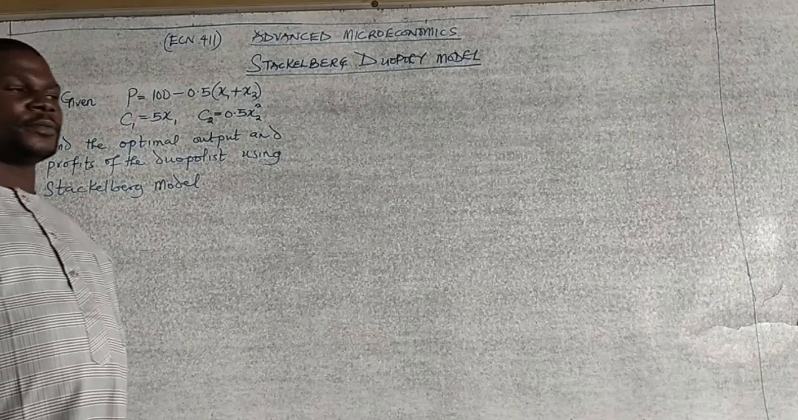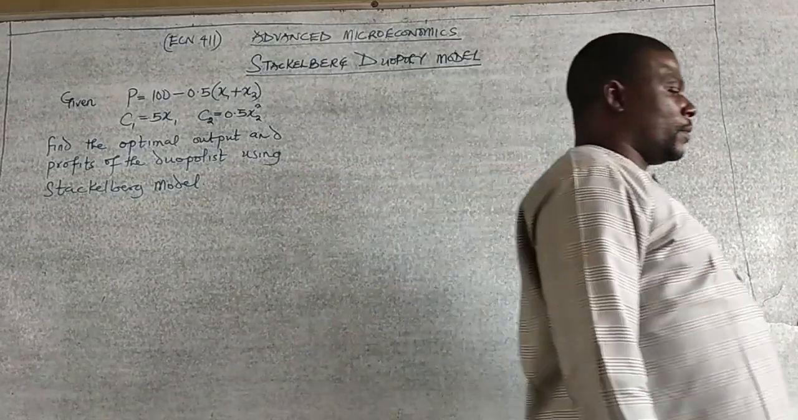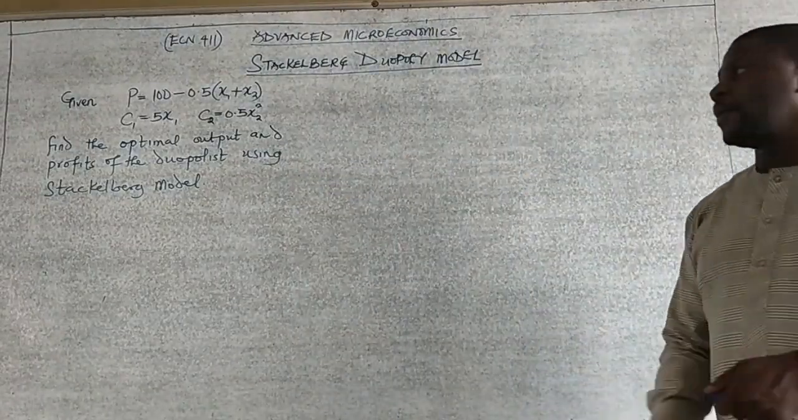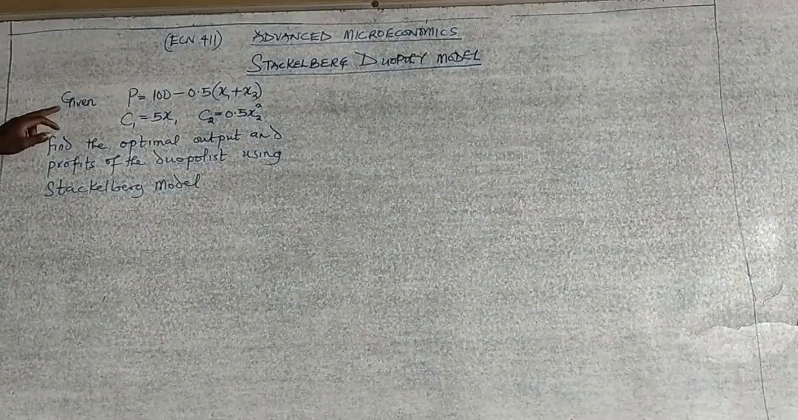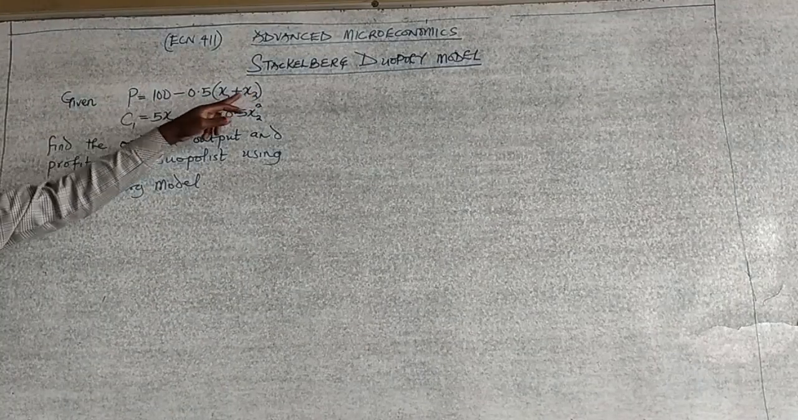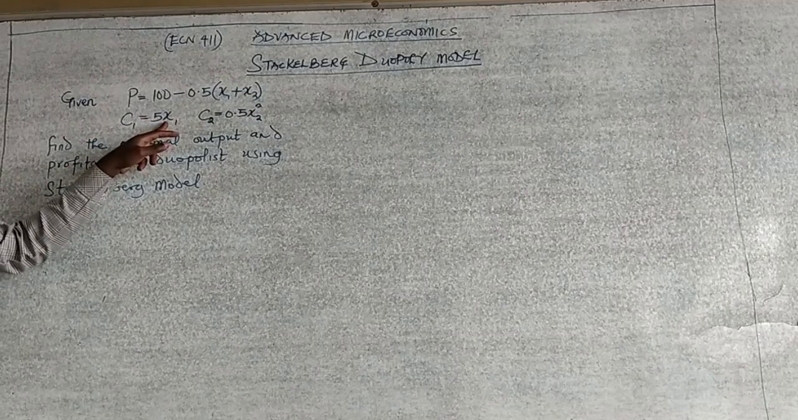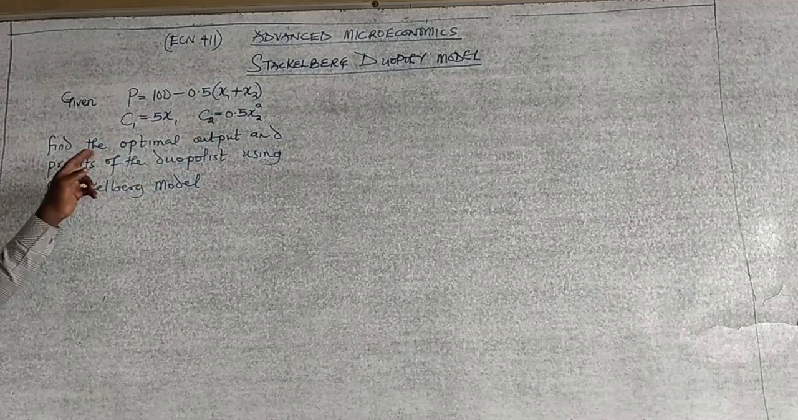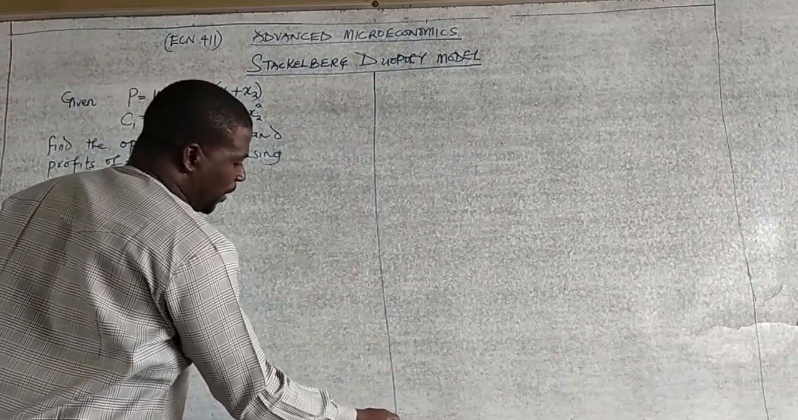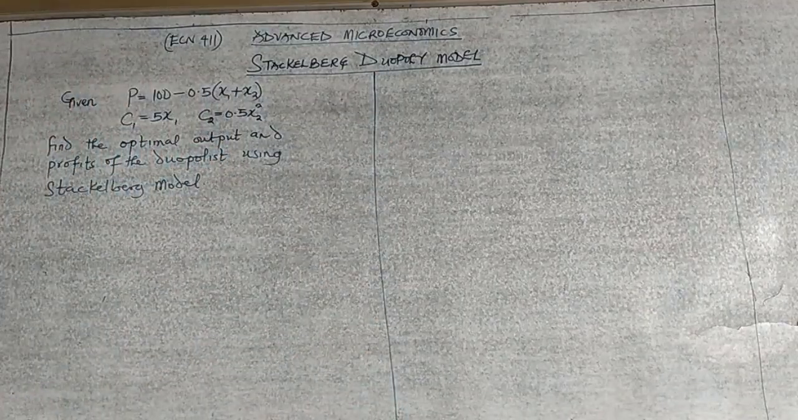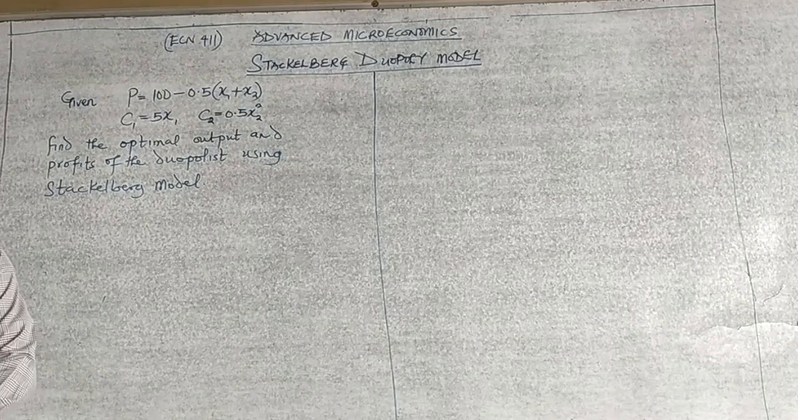Okay, look at this question. Given that the price function is this, and the cost of duopolist 1 is this, and the cost of duopolist 2 is this, find the optimal output and profit of the duopolists using the Stackelberg model. It will be stated in the question that you have to use the Stackelberg model. So can we please do this together?